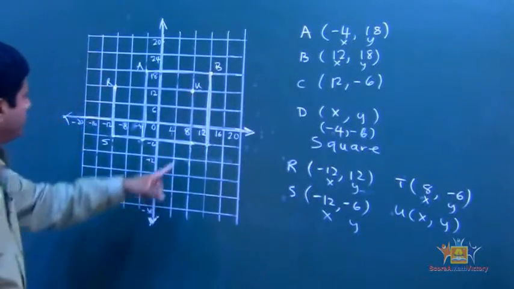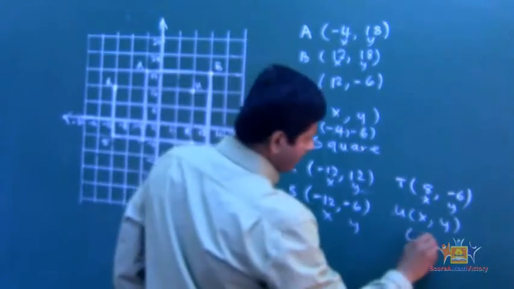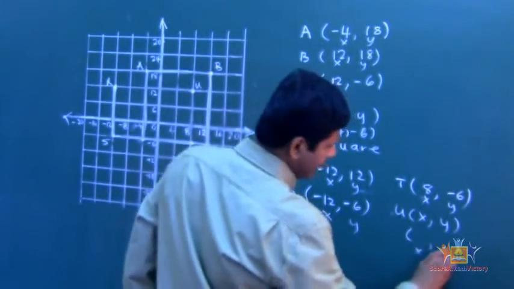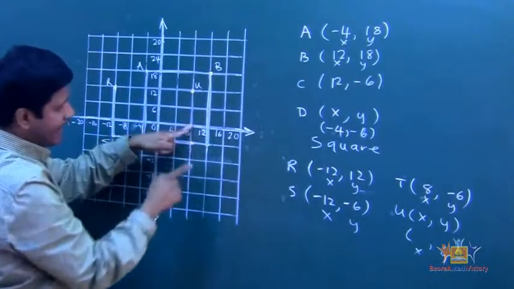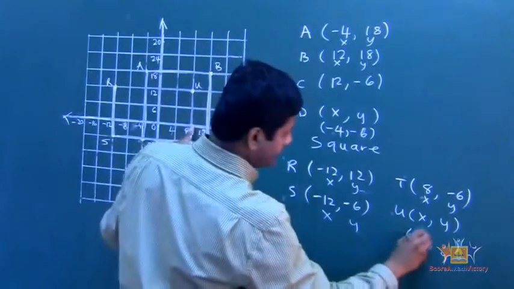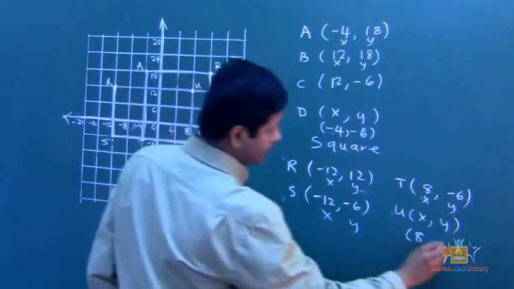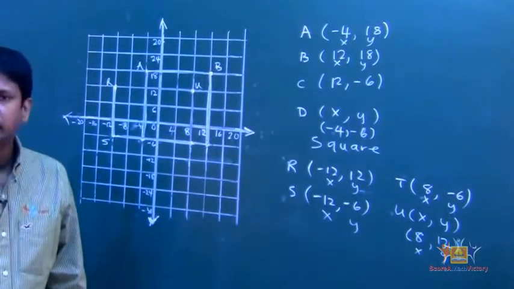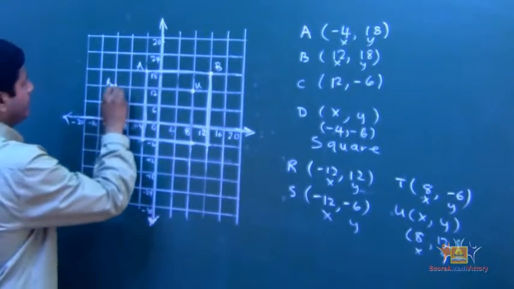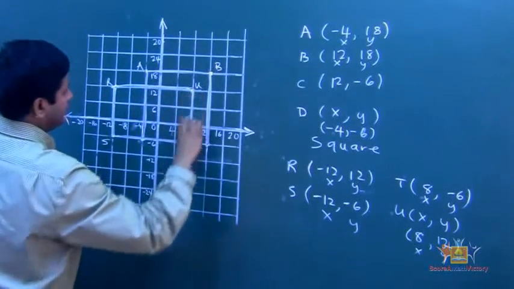So what's your U? For U, we want to find the X first and then Y. From the X axis, you come down, you're touching 8. The Y axis is touching 12. See that? And that's your U. Now it forms a rectangle.